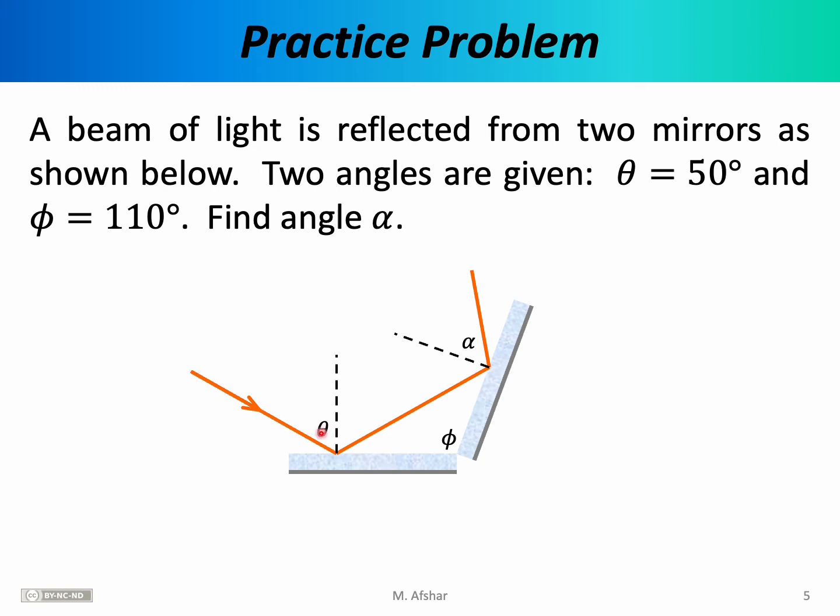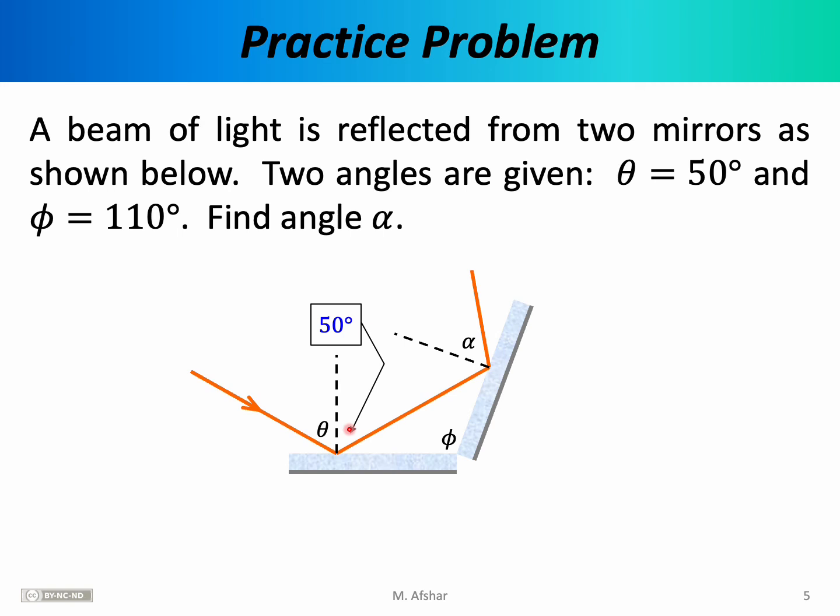First of all, the law of reflection says that the angle of incidence, theta, must equal the angle of reflection. That would be this angle here. Since the beam comes in at 50 degrees, the angle of reflection must be 50 degrees as well.